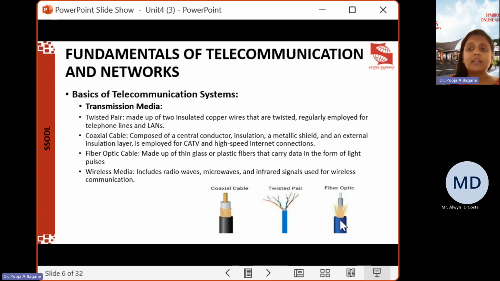Then at the end there is one image, that is the fiber optic cable. Fiber optic cable is made up of thin glass or plastic fibers that carry data in the form of light pulses. Its qualities include wide bandwidth, low latency, and minimal exposure to electromagnetic interference, and it is utilized for long distance communication.